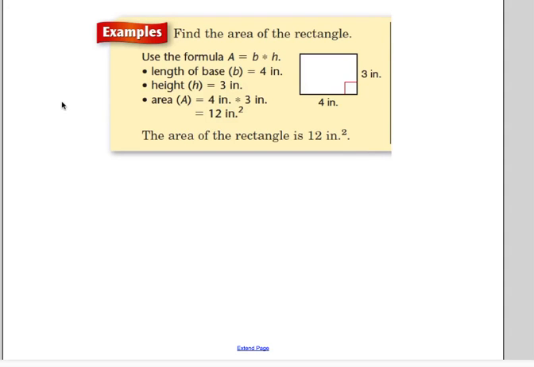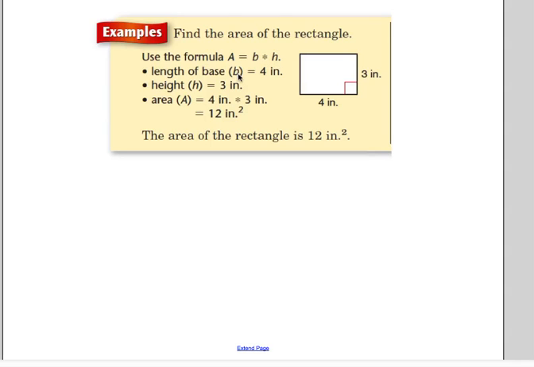Now that you've got that copied down, let's do some practice. And by the way, feel free to use your calculator for all of this calculating. Usually if you're calculating areas, you'll always be able to use your calculator, which is kind of handy. All right, so let's find the area of this rectangle. We're going to use the formula area equals base times height.